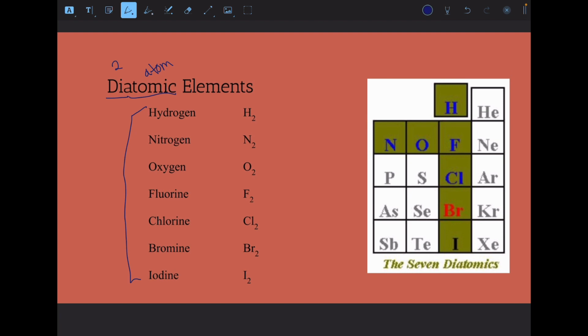So if an atom happens to be unbonded, it will immediately find another one of its kind and bond together. So the oxygen we breathe right here is actually not a single oxygen atom, but instead it's an oxygen atom bonded to another oxygen. Same with hydrogen, nitrogen, fluorine, chlorine, bromine, and iodine. They're all diatomic. There are 7 of them, and they make a 7 on the periodic table plus hydrogen. That's how I remember it.